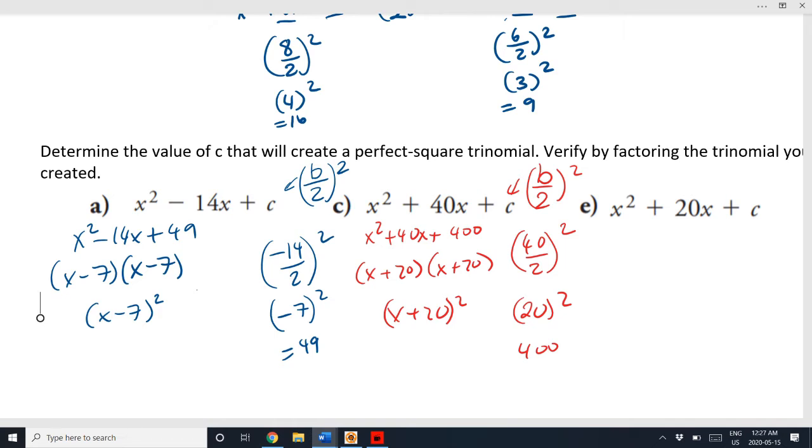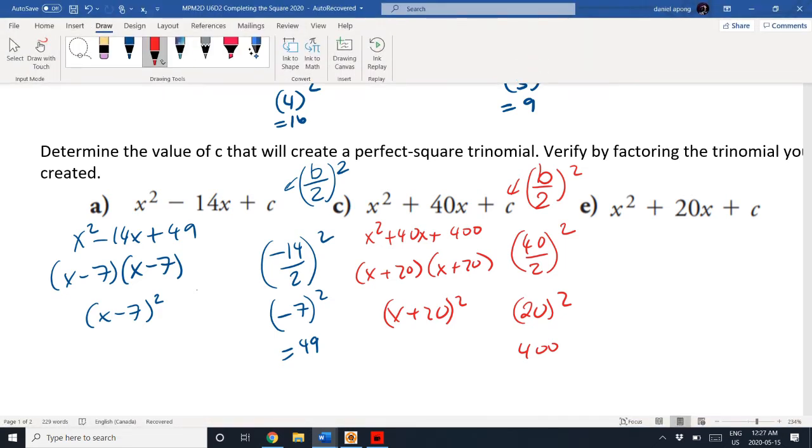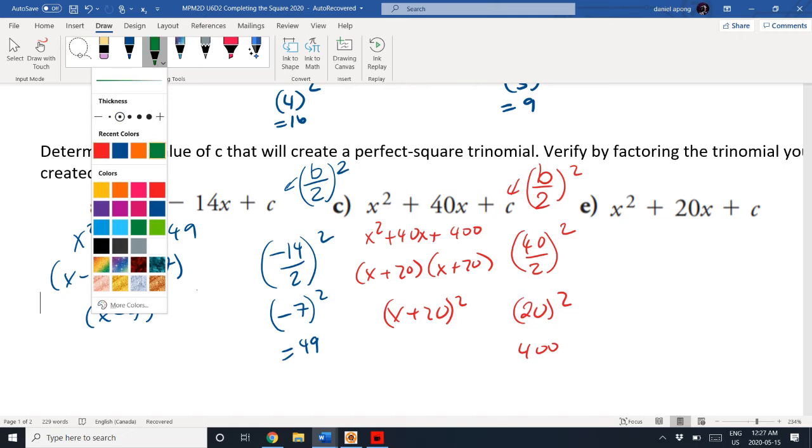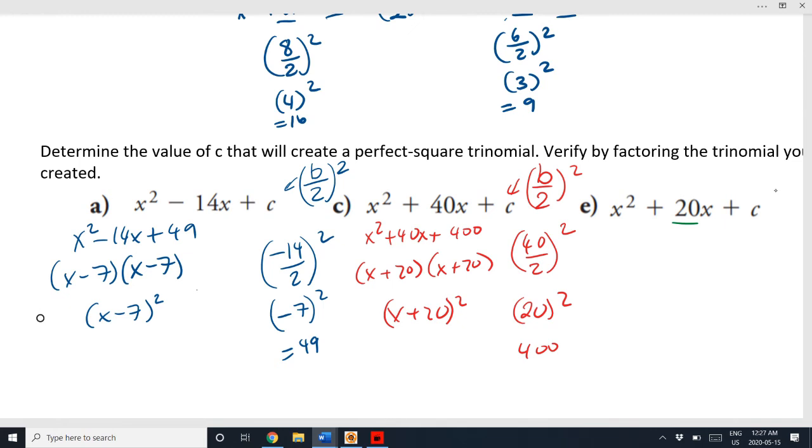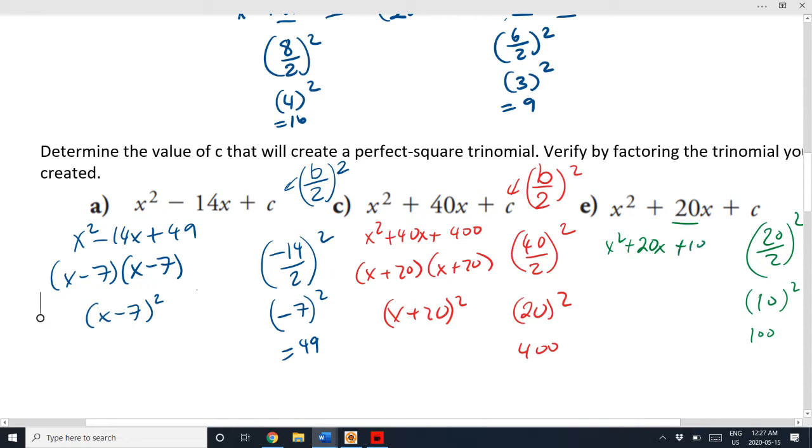And for our last example here, we're going to follow the same pattern. So half the B value in this case is going to be 20 divided by 2, and we've got to square that as well. So 20 divided by 2 is 10, and 10 squared is 100. So we know what our C value is. So it's going to be x squared plus 20x plus 100.